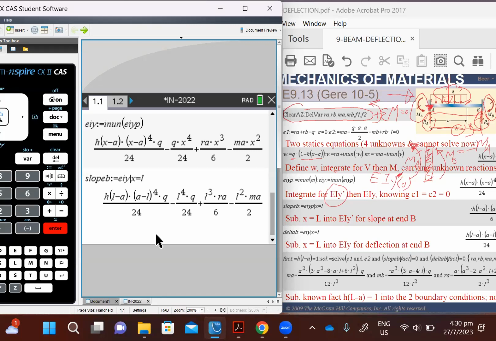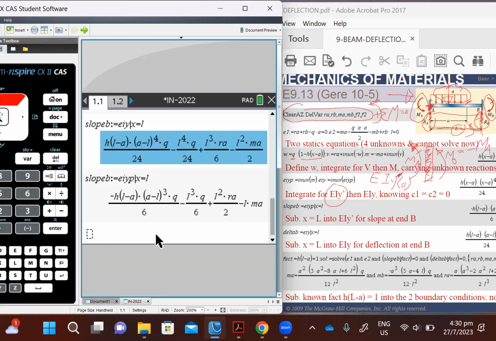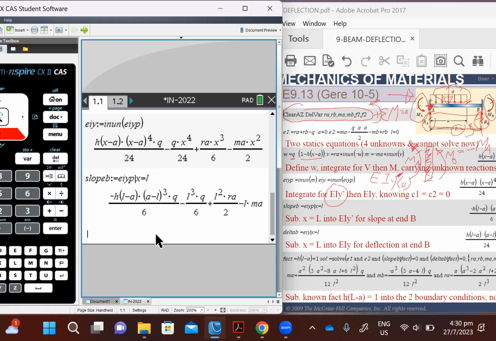What about the deflection at the right-hand end? Or we can call it, let's go just simply dB. dB is equal to EIY. Oops, I made a mistake, sorry about that. Here I should be using EIY prime because that's the slope. That was a mistake. Now let's get the deflection dB is equal to EIY at B, so x value is L over there.